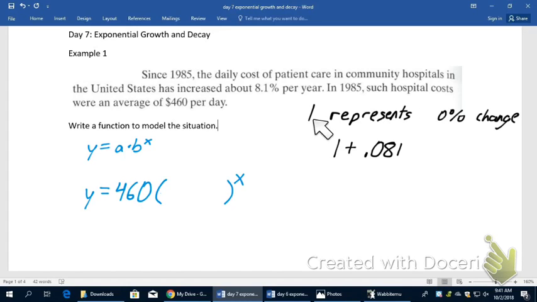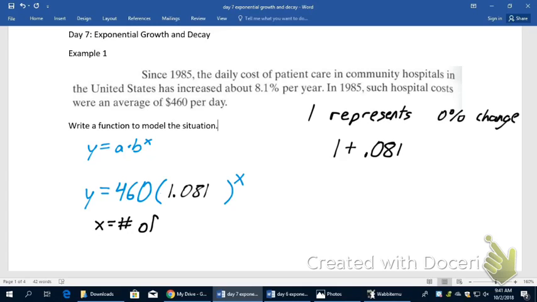Now, 1, because if I multiply something by 1, it's not changing, represents a 0% change. So if something's not changing, it would be a base of 1. In that case, we wouldn't be using these kinds of functions. Now, in this case, I add 8.1% to it, which would be 0.081. 8.1 divided by 100 is this one. And the reason why I'm adding is because it's going up as time goes on. Now, that ends up being 1.081 for my B value. And that is my function.